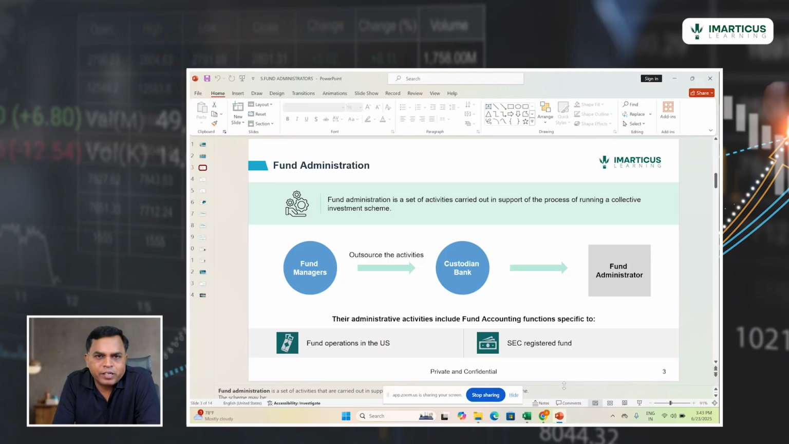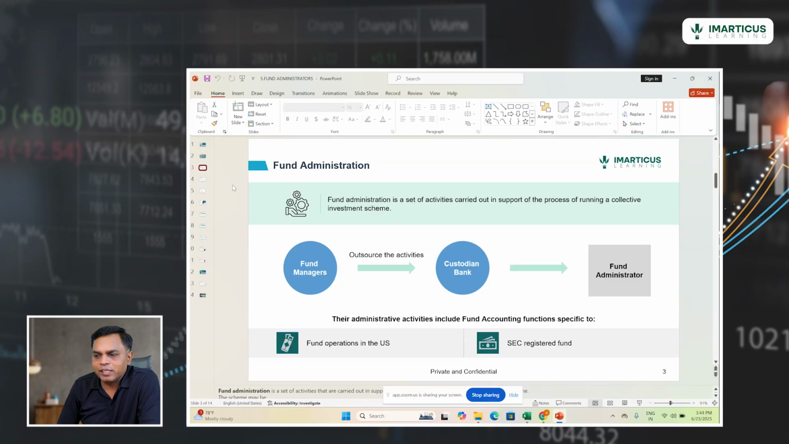Now, typically like any public company or a private company, the fund or a collective investment scheme also needs to run its operations. And one of the main entities or participants responsible for running the day-to-day operations of the investment fund is the fund administrator. Now, what does the fund administrator do? A fund administrator does the daily core activities which are required to run the operational activities of a fund.